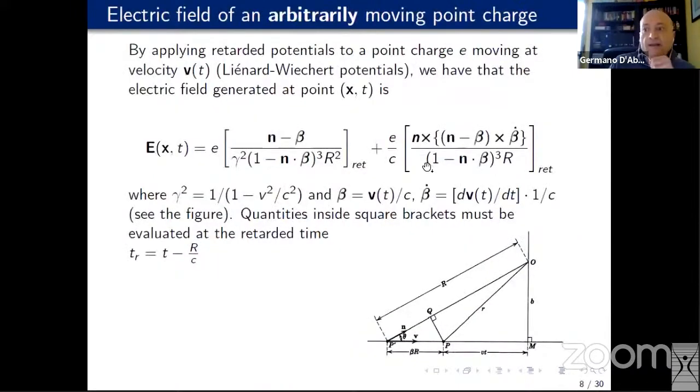Well, now consider the electric field generated by an arbitrarily moving point charge E, this one. This formula can be derived by writing the previous retarded potentials for a point charge E. And these potentials are widely known as Liénard-Wiechert potentials. The quantities inside the square brackets must be evaluated at the retarded time, TR.